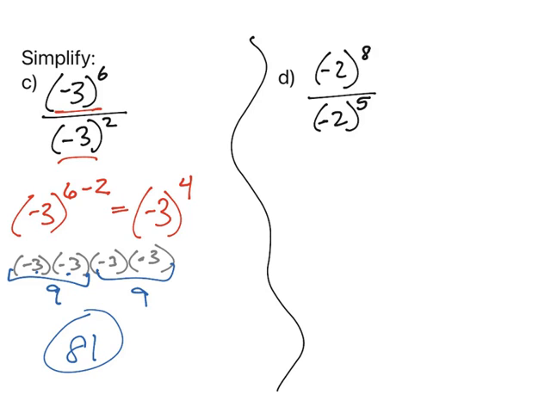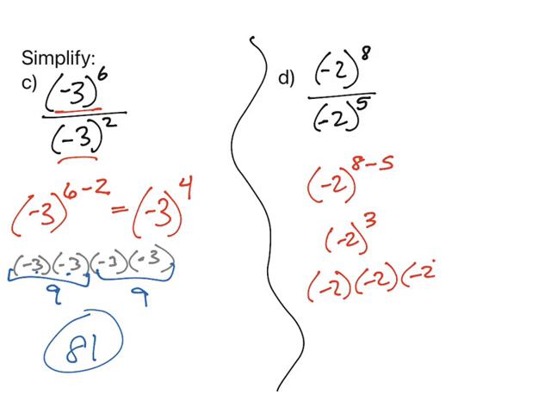And last but not least, I have negative 2 to the 8th over negative 2 to the 5th. So my base of negative 2 stays in parentheses. My exponent in the numerator is 8. Subtract the exponent of the denominator of 5. And I get negative 2 in parentheses raised to the 3rd power. Well, that's the same as negative 2 times negative 2 times negative 2. 3 negatives, still negative, and 2 times 2 times 2 is 8. So that simplifies to be negative 8.